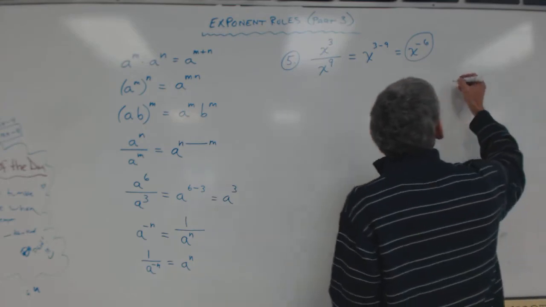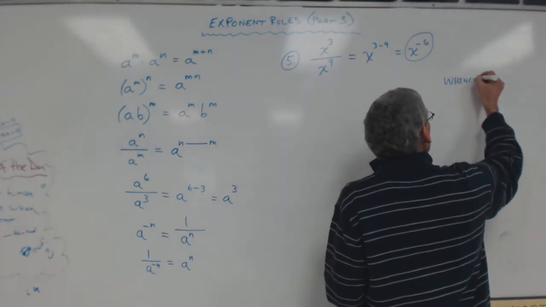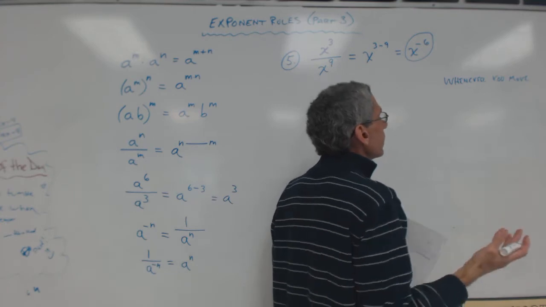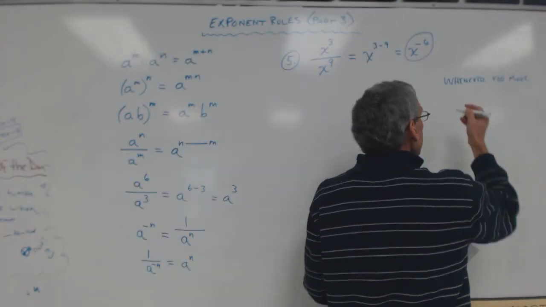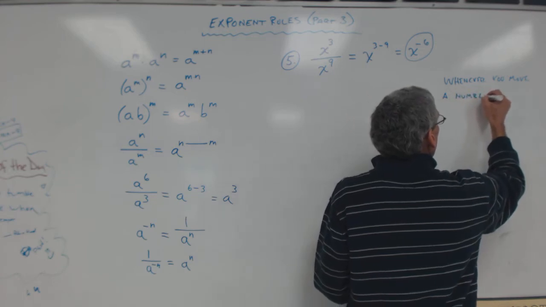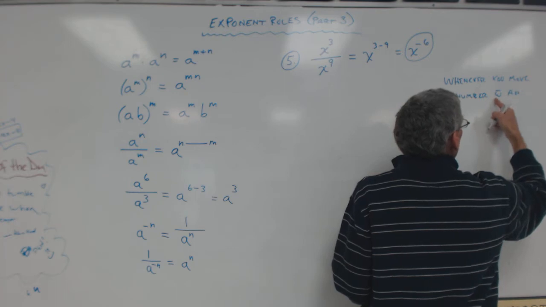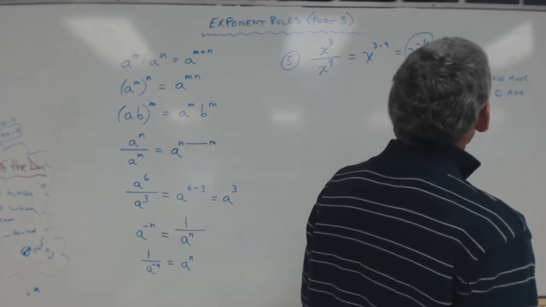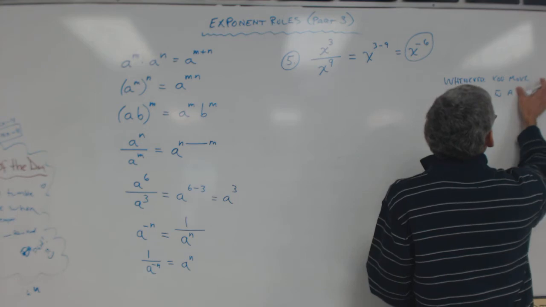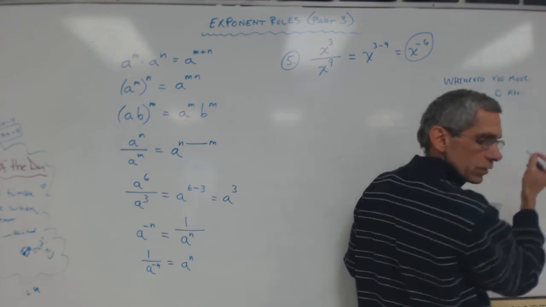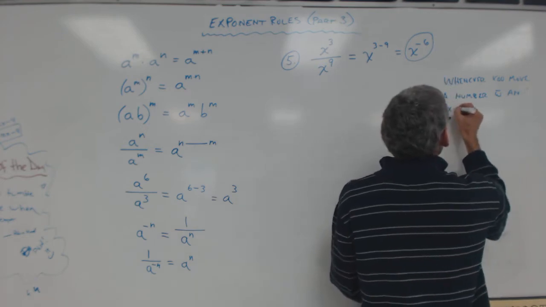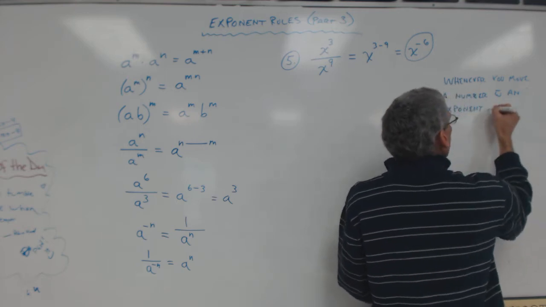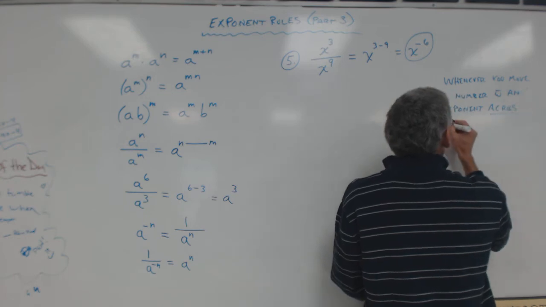Whenever, in fact, I'm going to even write this out, because whenever you move a number with an exponent, right? A number with an exponent. That's my shortcut for with. Whenever you move a number with an exponent across, this is important, across a fraction line.